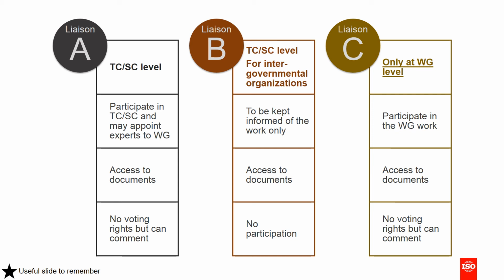And category C liaison is at the working group level. So A and B are at the TC level. Category C is at the working group level. So once again, don't worry if you get confused about the technical committee level and the working group level. We'll cover this extensively in the future courses and units. But this category C liaison is at the working group level where the experts work on documents, and if they're signed up as a category C liaison, they could participate in this work in the working groups.